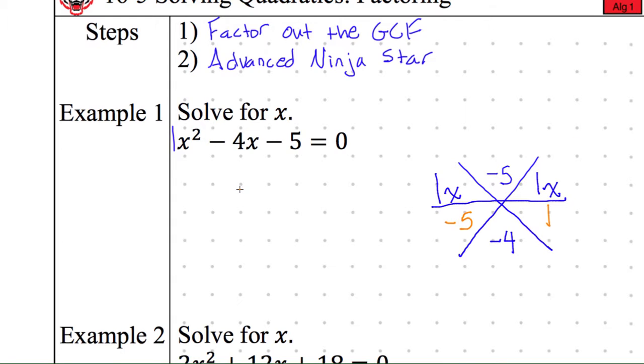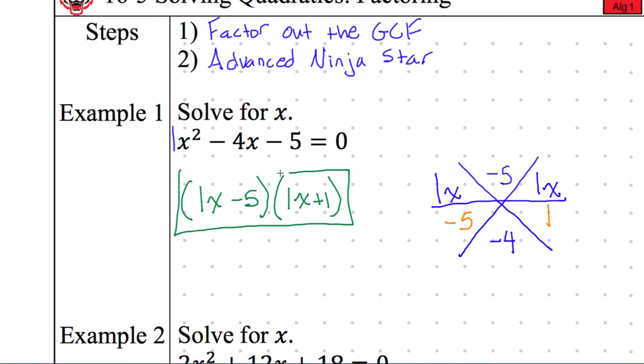Oh, okay. So it's going to be 1x -5 in parentheses and then 1x plus 1. There it is. Thank you, Andres.